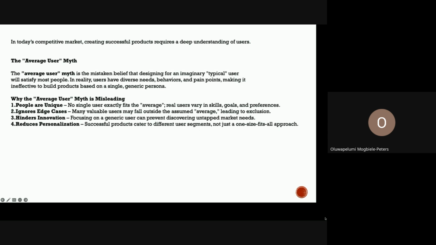The myth of the average user also ignores edge cases. Because what you call average, or what you have decided to label as average, means that some people will definitely be outside that scope of average. And God help you, those are your real target audience. Those are the people that actually need your product. It means that you have generalized them, and out of your generalization, you have excluded them.